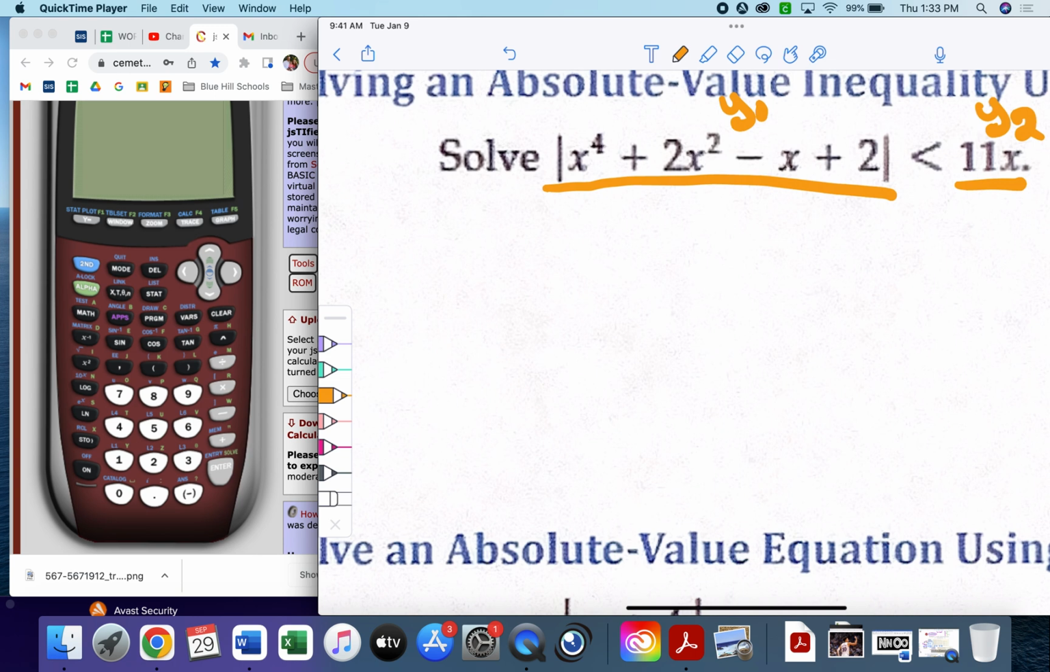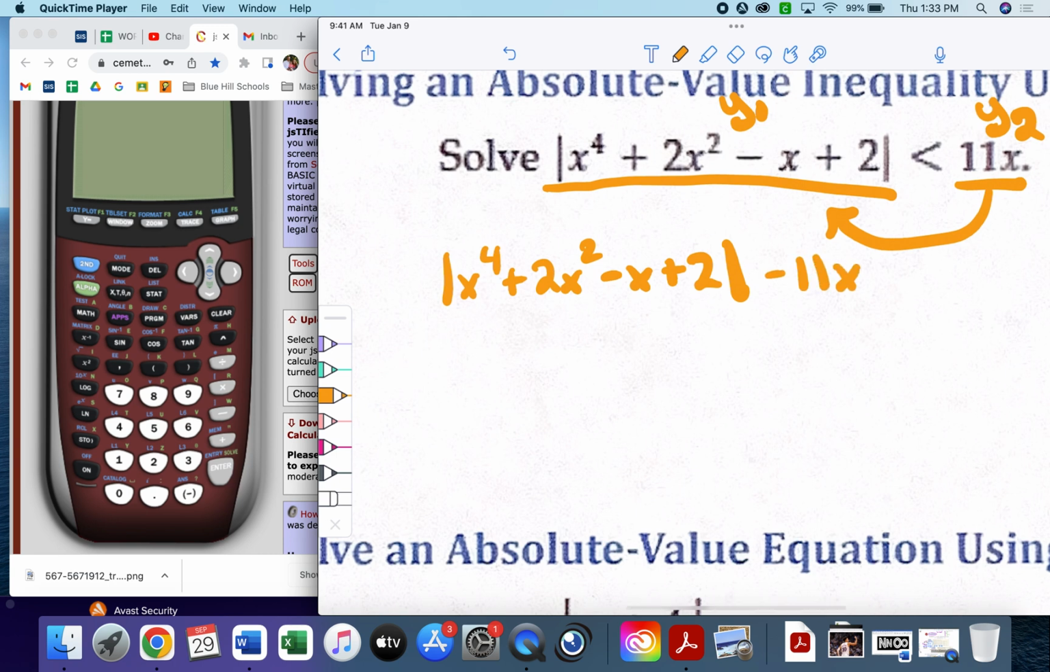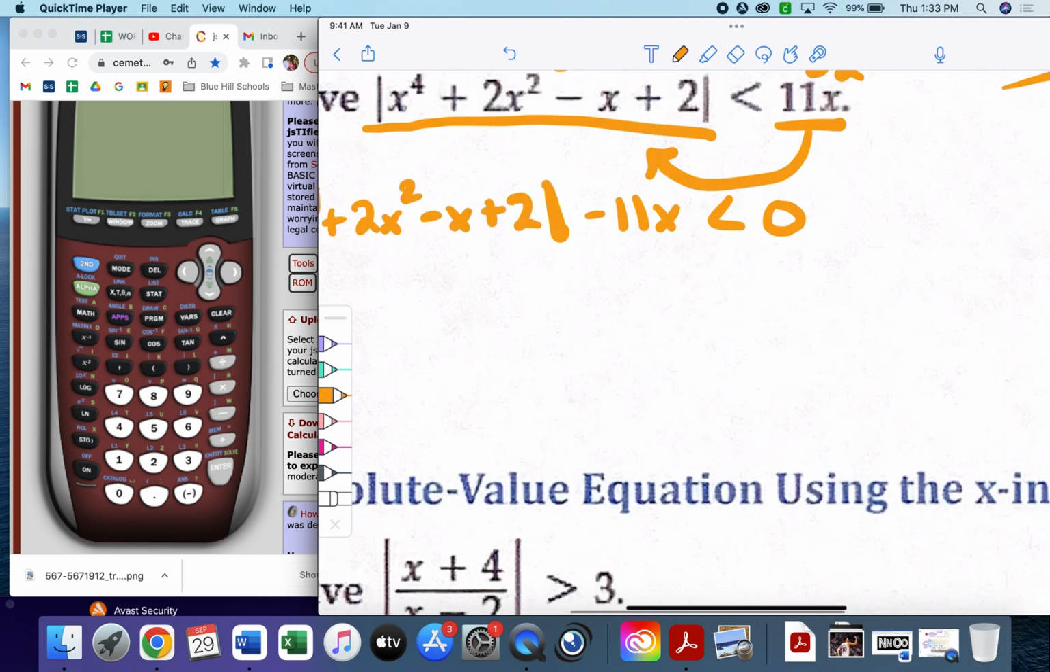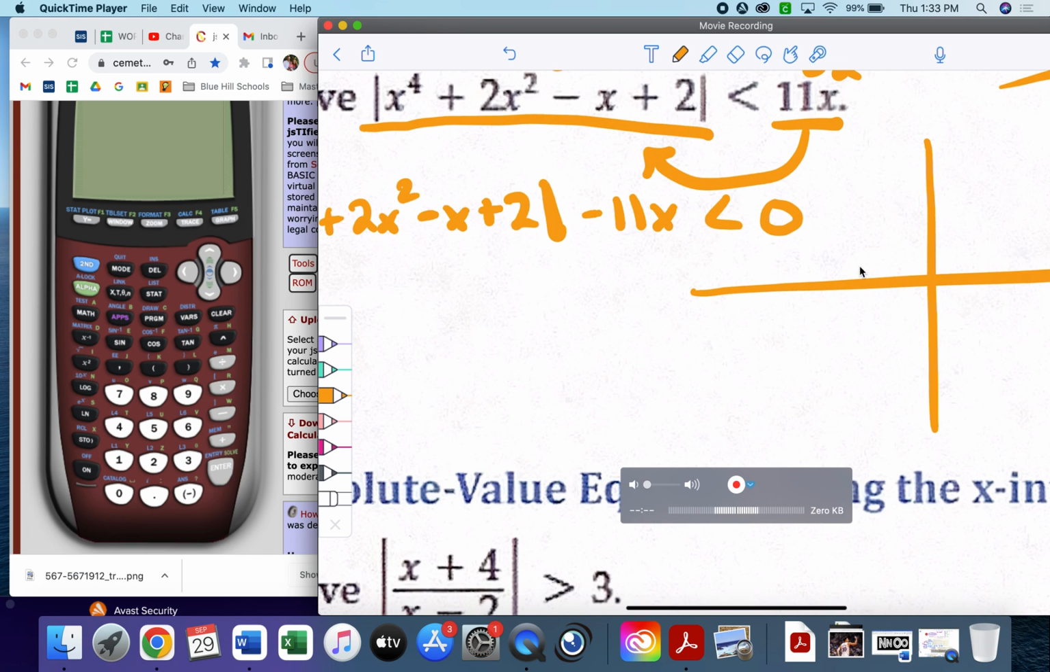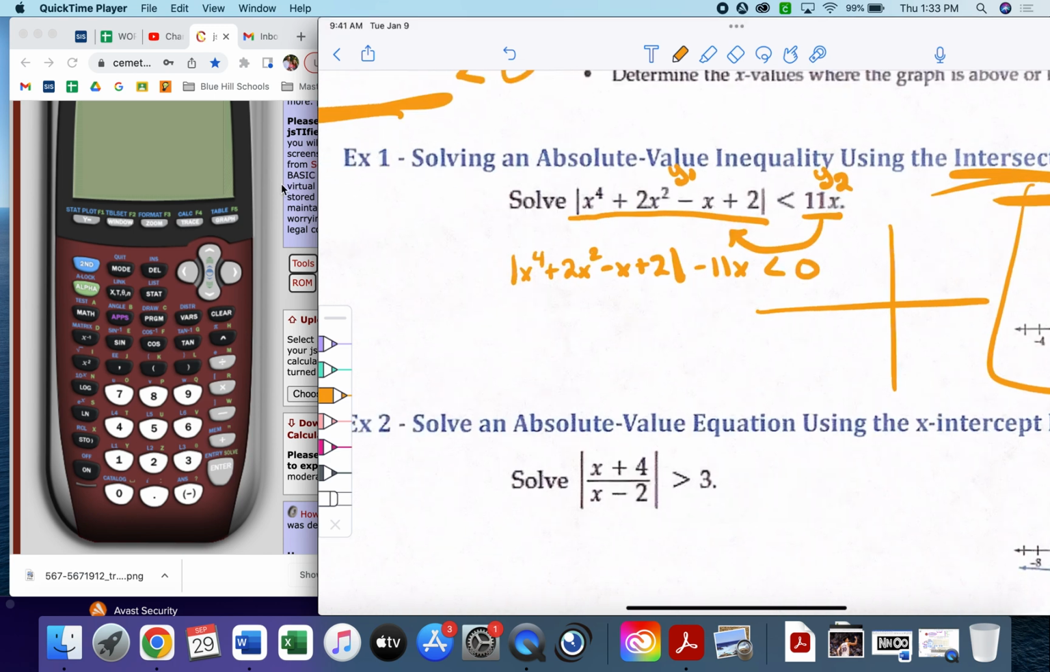Let's switch it. Okay? So if I move this 11x over here, this is the most important thing. If you move the 11x over, it does not go inside of the absolute value. Do you understand that? So it will literally stay x to the 4th plus 2x squared minus x plus 2, close, minus 11x, and we're seeing when it is less than 0. So we're trying to look where it's below the x-axis. So I'm going to draw a new picture. I'm going to graph this. We're going to see what we've got and go from there, okay?